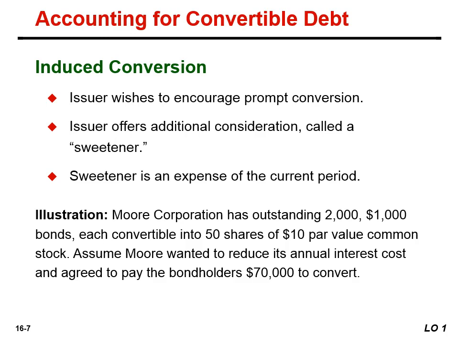Now, sometimes the issuer wants to encourage prompt conversion to reduce interest costs, to improve debt to equity, whatever reason. The issuer then, the debtor, says, here's some additional consideration called a sweetener. And a sweetener is simply an expense of the current period. So, go ahead and have a sweetener. Same journal entry, same company as right before, except we're paying a sweetener of $70,000. Journal entry at conversion, same entry as before, except now we have a debit to debt conversion expense. Normal expense, normal cost of business, credit cash, all is well, and I'm done.